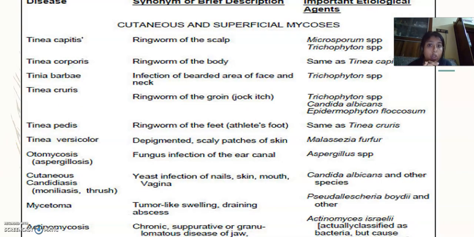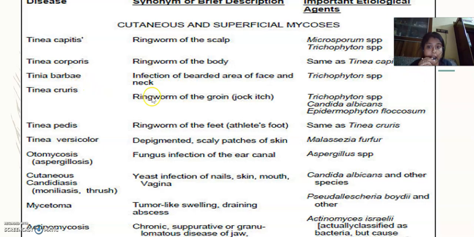Moving on to the description, Tinea capitis, we will be discussing later. This is the ringworm. Why ring? Because it has a ring-like structure. The lesion is like a ring. So it's ringworm of the scalp. Microsporum species and Trichophyton species are responsible. Tinea corporis is ringworm of the body, the same as Tinea capitis.